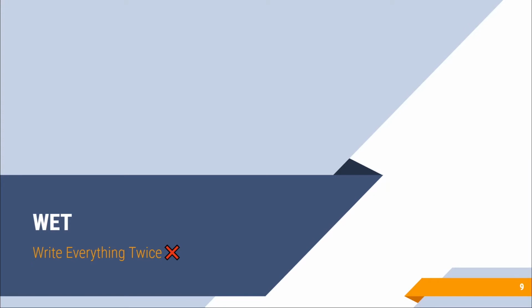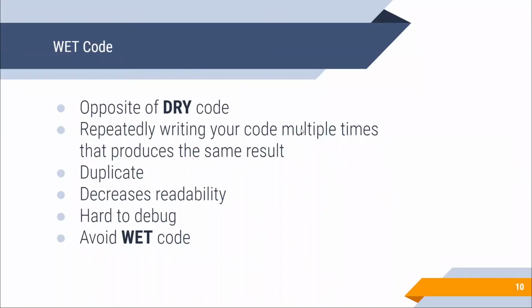Okay, so next is WET, which stands for write everything twice. This is something you should avoid. It is the opposite of DRY code, and you're repeatedly writing the same code multiple times, and it produces the same result, and just makes it much harder to read and debug, so just try to avoid repeating yourself when writing code.